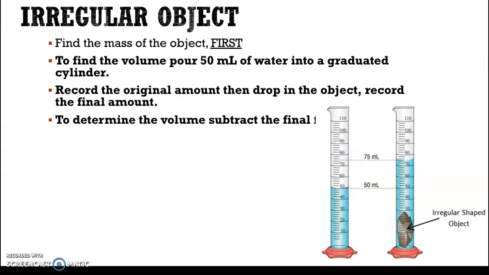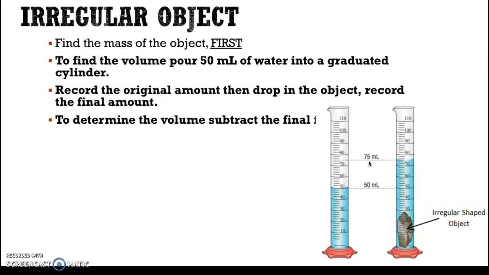Then you're going to fill a graduated cylinder up with 50 milliliters of water. You're then going to place the object into the graduated cylinder, and the 50 milliliters of water that you had originally has now risen to a new number. So if we look at the image that I have on the side over here, you'll see that we had 50 milliliters of water, and then we had 75 milliliters of water once we place the object into the graduated cylinder.